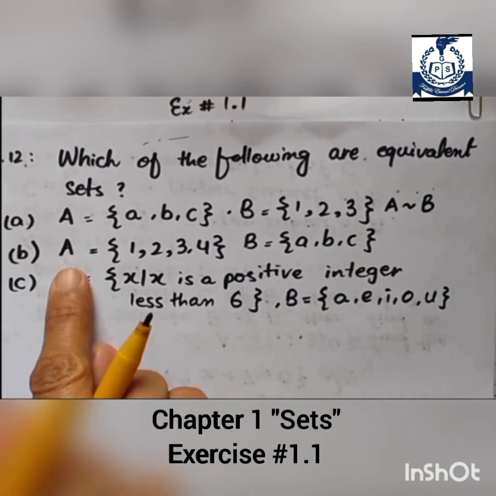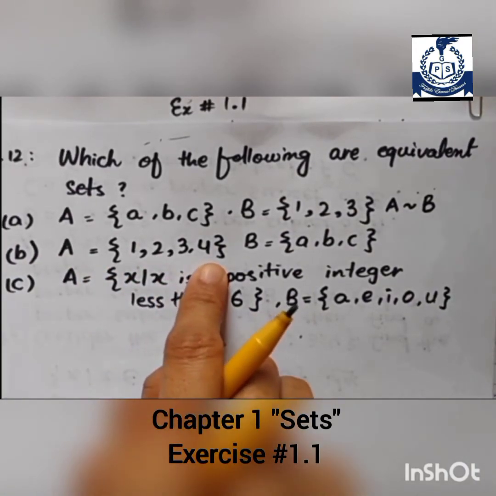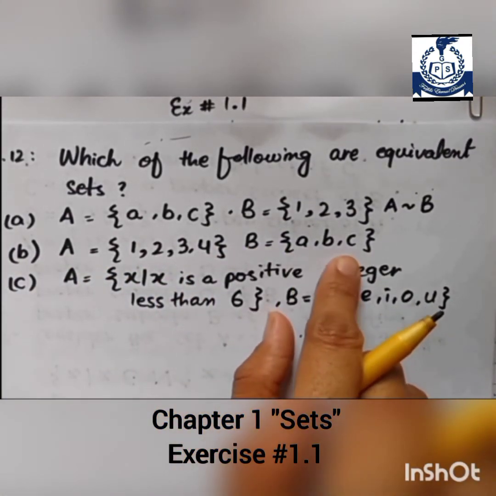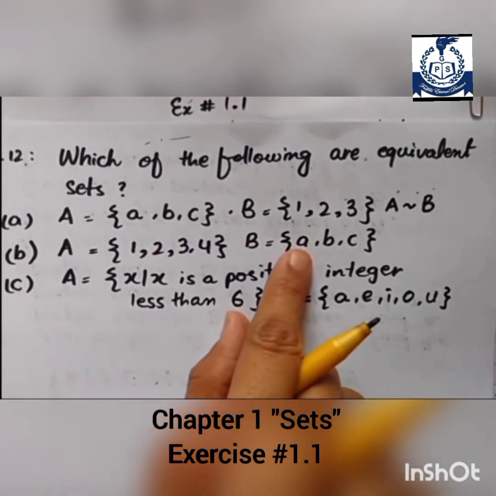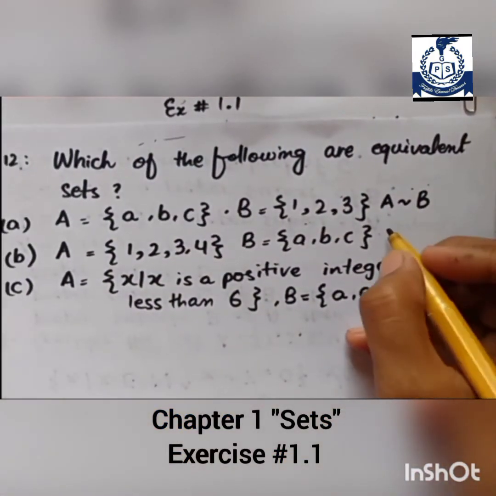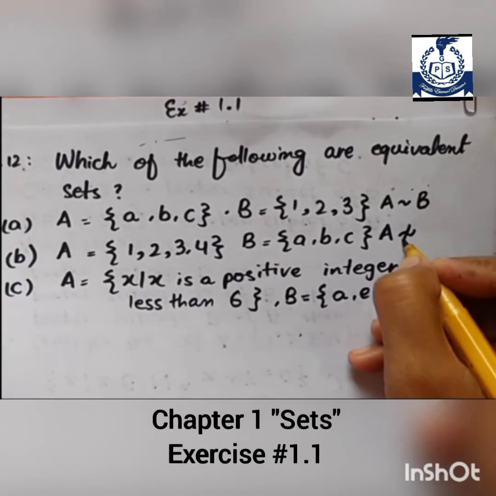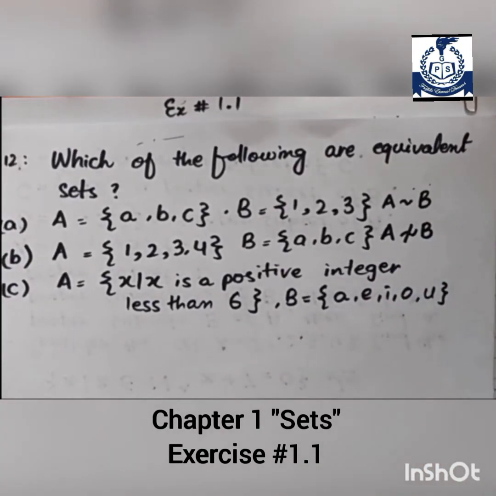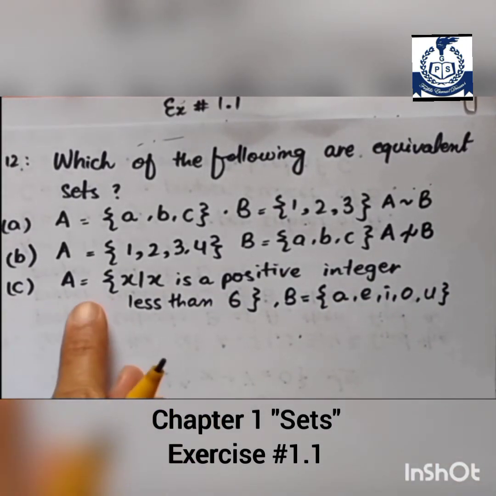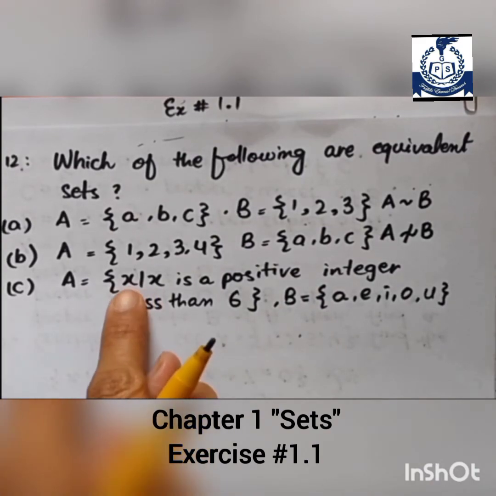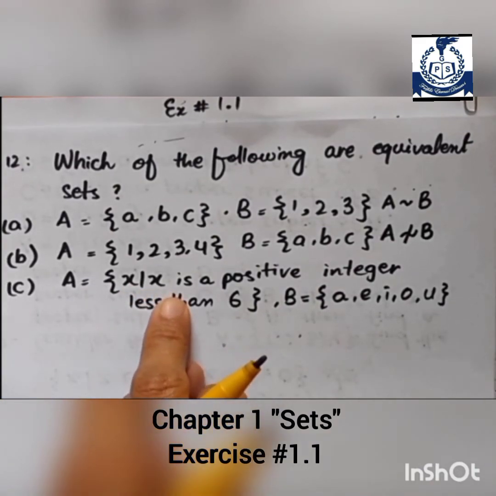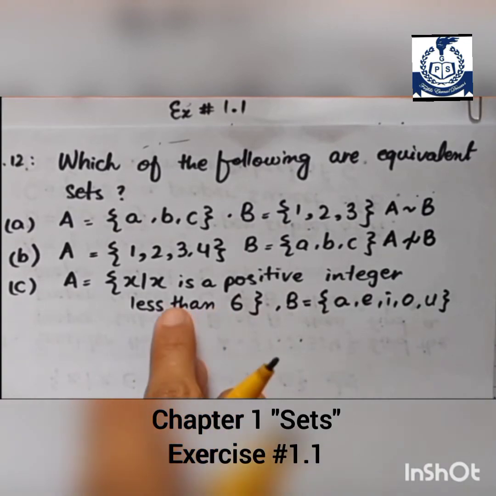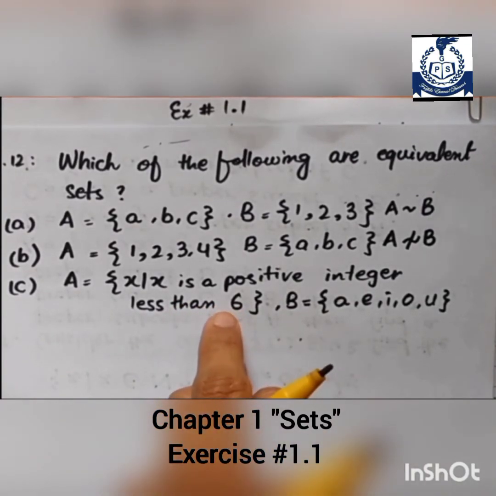Part B is A is equal to {1, 2, 3, 4}, B is equal to {a, b, c}. So A has 4 elements and B has 3 elements, so A is not equivalent to B because both have different numbers of elements.